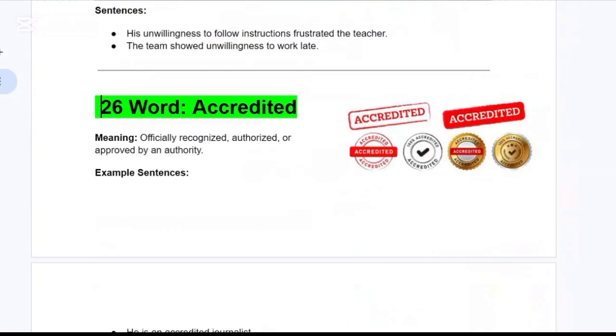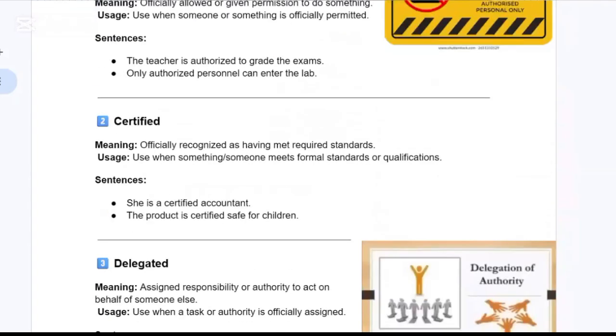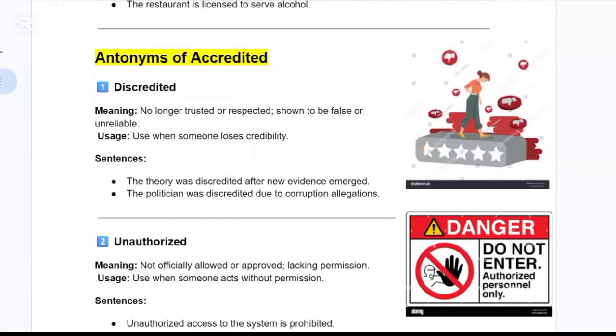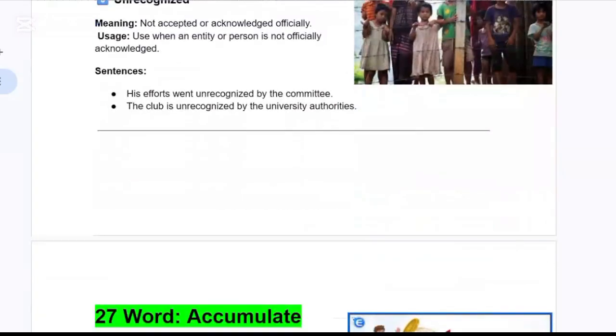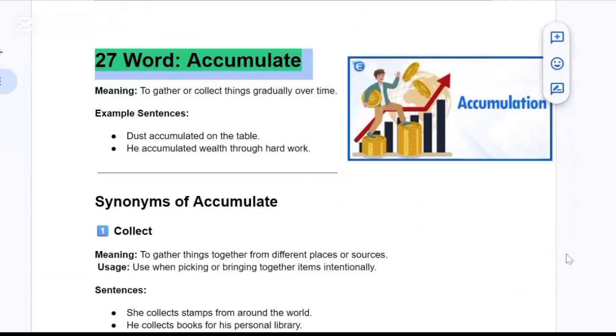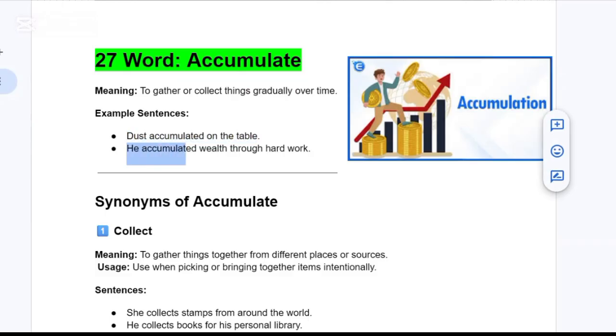So this was the 26th word, accredited, and synonyms are authorized, certified, delegated, licensed. Antonyms: discredited, unauthorized, unrecognized. The 27th word we have is accumulate. Accumulate is to gather or collect things gradually over time. Dust accumulated on the table. He accumulated wealth through hard work.